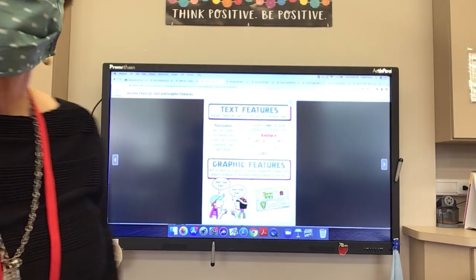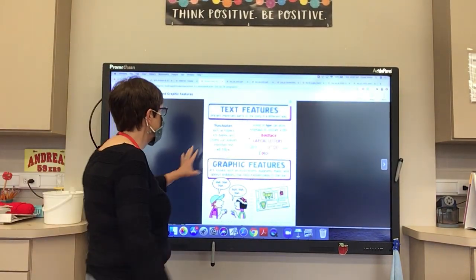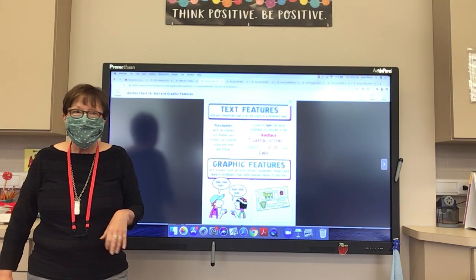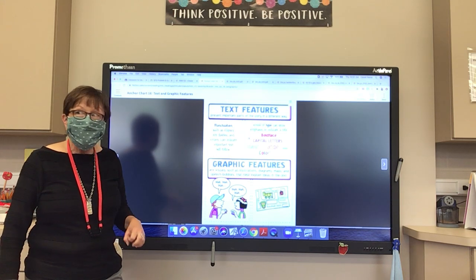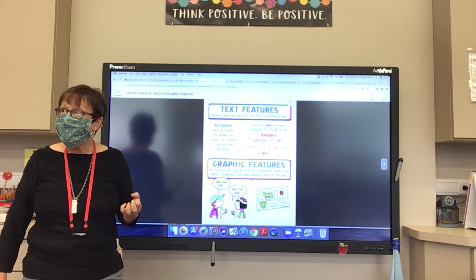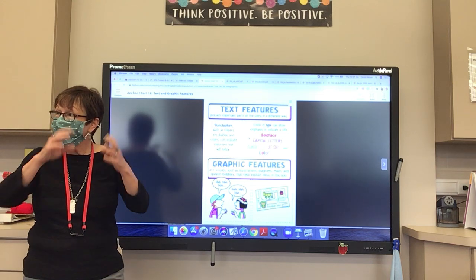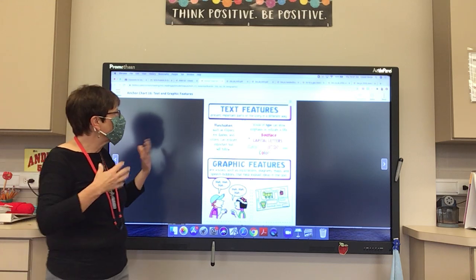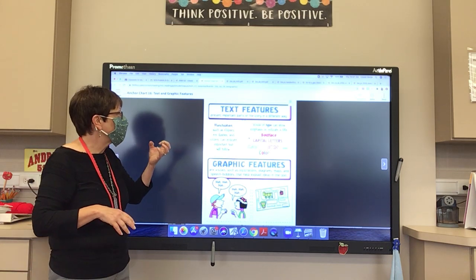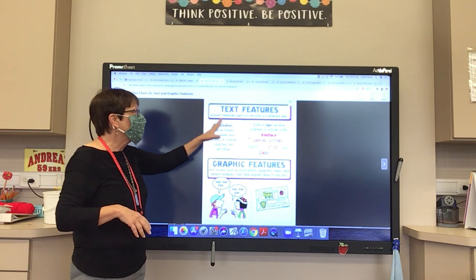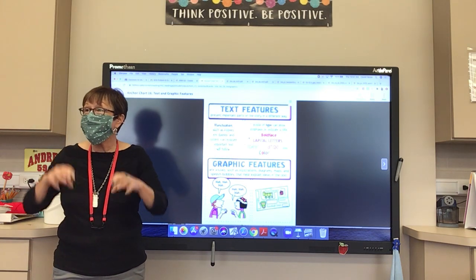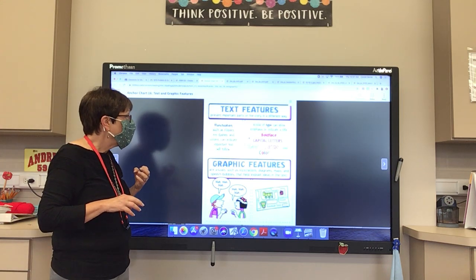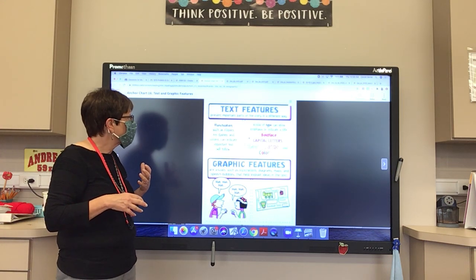Okay, boys and girls, I want to draw your attention here to my chart about text features. Now, when we're reading, sometimes in the text, which is how the story is written, the actual visual part of how the story is written, we have some text features. And they present important parts of the story in a different way, the visual representation of how the story is presented to us. And there's different things about it.